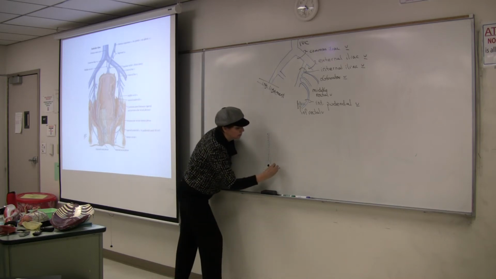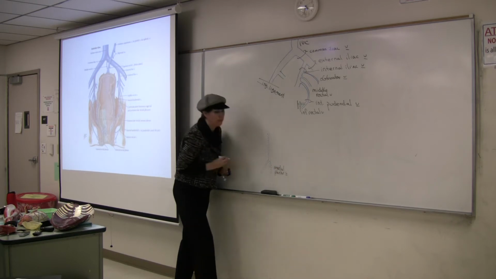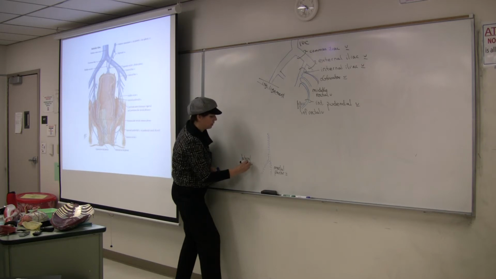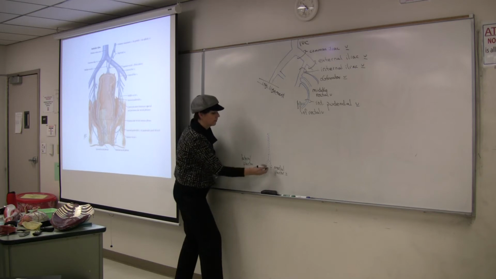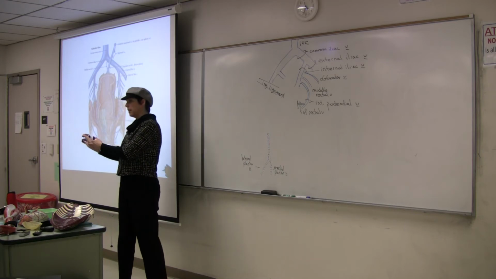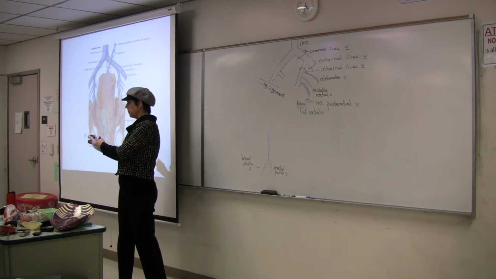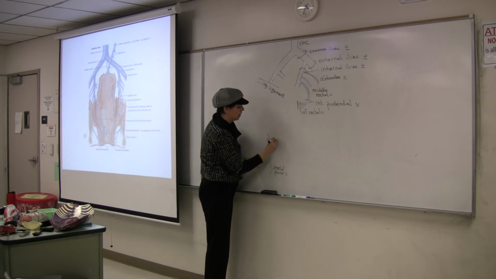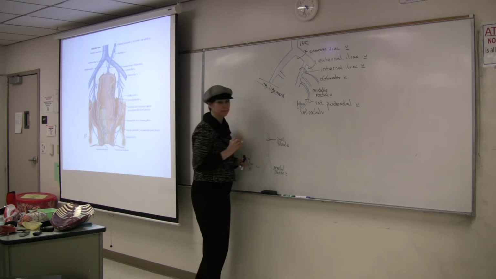So medial plantar vein from the bottom of the foot, lateral plantar vein from the bottom of the foot, big toe versus little toe. And then the posterior tibial vein wraps around under the medial malleolus and up the back of the leg. So this is posterior tibial vein.